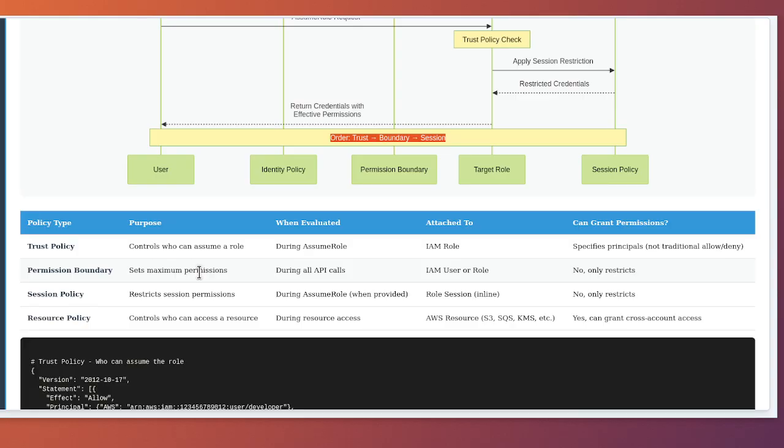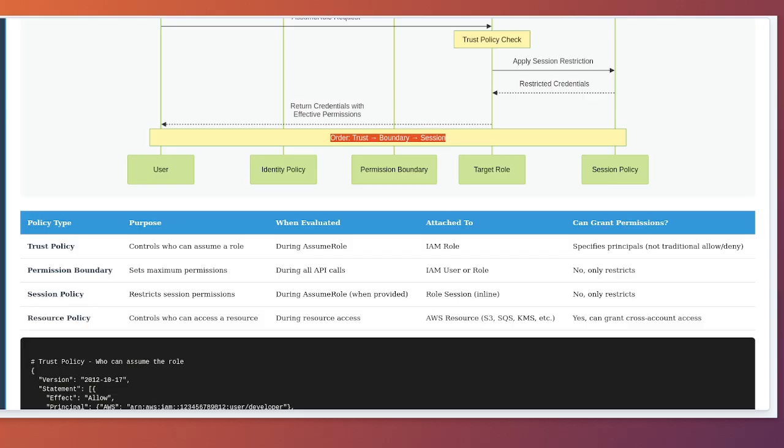The second row shows permission boundary with purpose sets maximum permissions, evaluated during all API calls, attached to IAM user or role, and no, it only restricts. The third row shows session policy with purpose restricts session permissions, evaluated during assume role when provided, attached to role session as inline, and no, it only restricts.